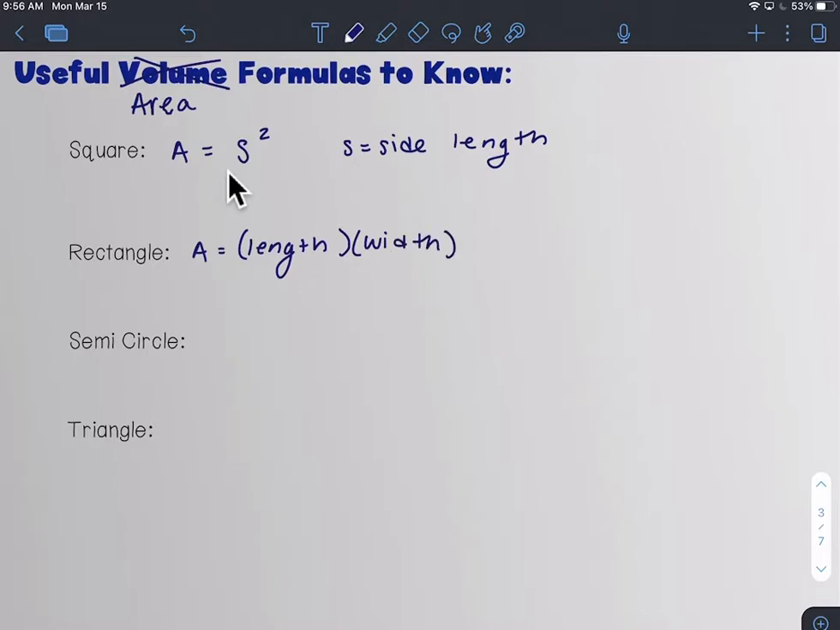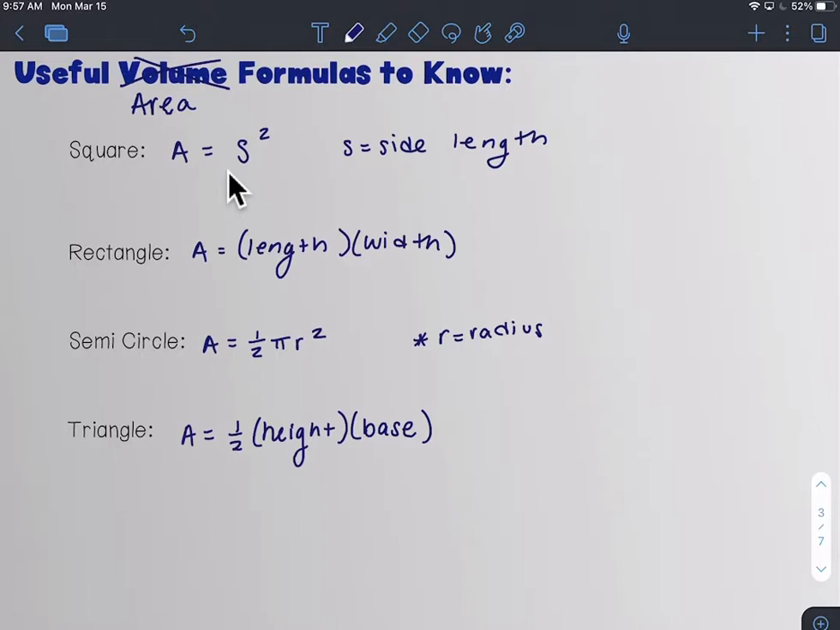Right, a semicircle. So that's just half of a circle, so that's going to be 1/2 pi r squared. For this one, you want to be careful that r is the radius, and the radius is going to be from the center point of the curve. And then triangle, we know that is 1/2 the height times the base in general. And how you find those different things is going to be based off of the type of triangle that they give you.